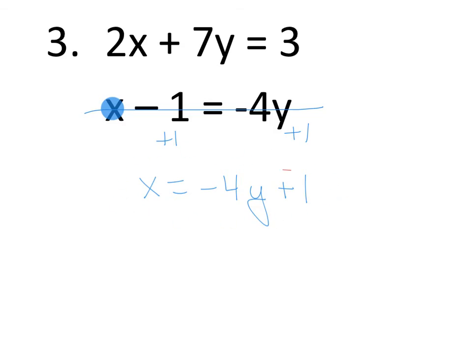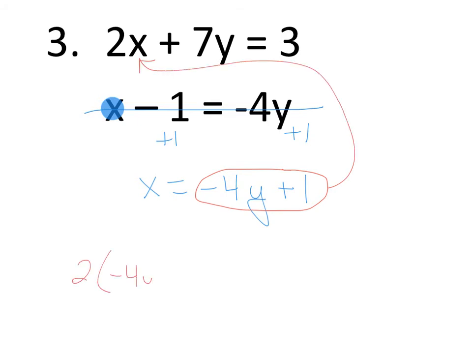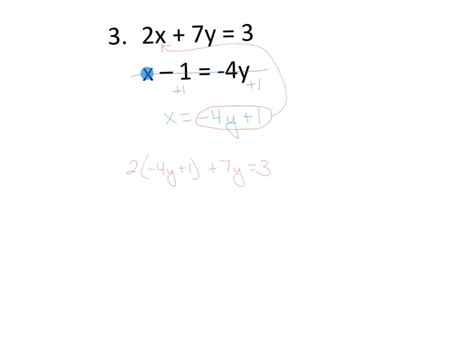So now again, we're going to take this and we're going to plug it into, it says x equals, so we're plugging it in for the x. So it's going to go right there. So I'm going to have 2. Instead of x, put negative 4y plus 1 plus the 7y equals 3. Okay, now distribute. So negative 8y plus 2 plus 7y equals 3.